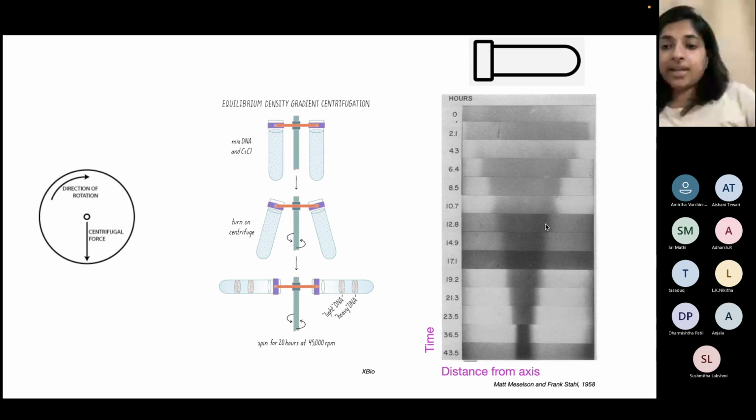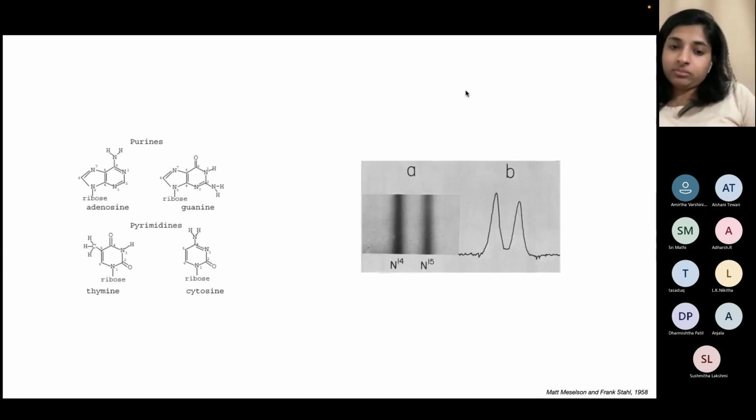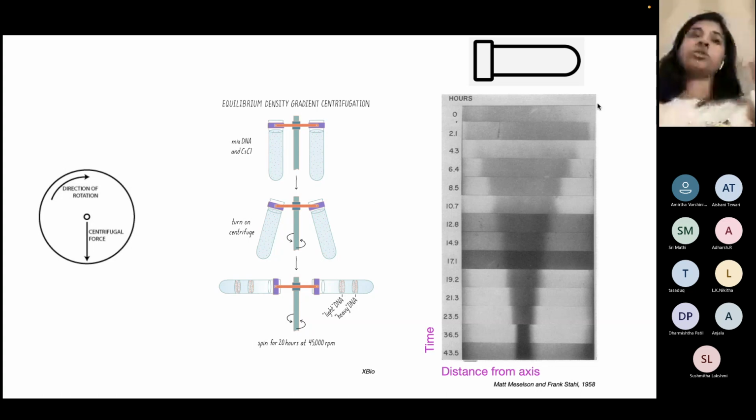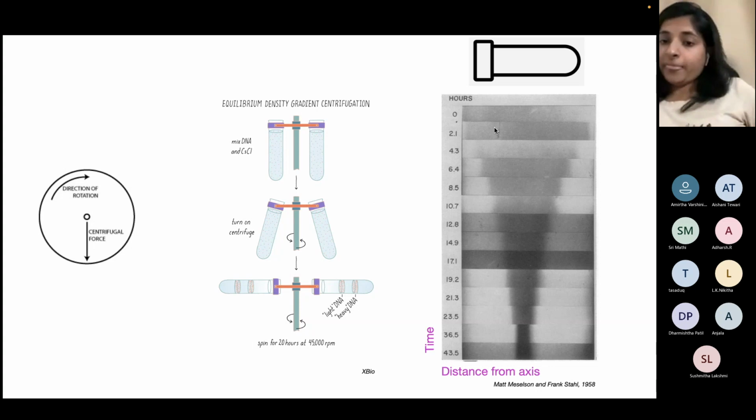And here you can see that as and when the time goes, first in 0 hour, the DNA is present throughout the tube. So how do you visualize this image? You imagine that this is the tube. The tube is horizontal in this case. Towards your right hand side is the bottom of the tube. Towards the left hand side is the top of the tube. So here you can see in 0 hour that the DNA is present throughout the tube.